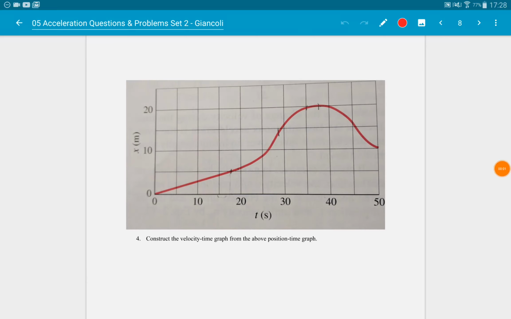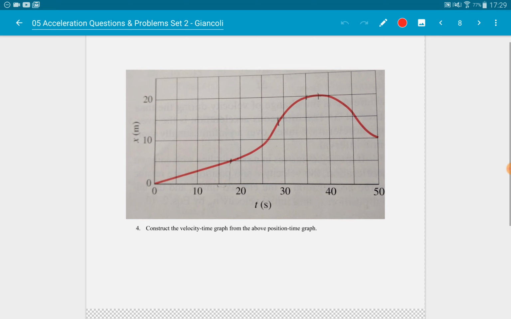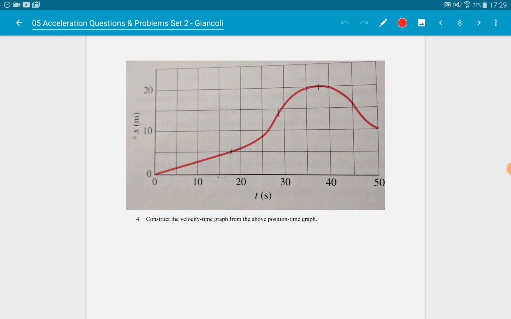Welcome back. We're in Giancoli, Chapter 2, the acceleration section, questions and problems, set to problem number 4. We look at this and we got a graph here, and check it out. It's a position time graph, and this is a picture of the graph here.